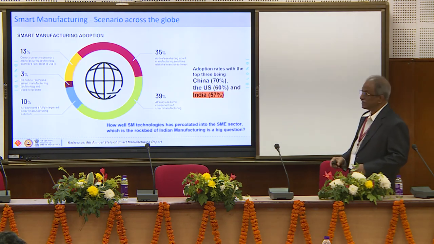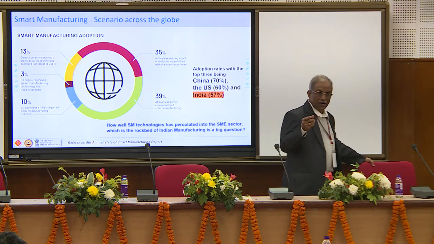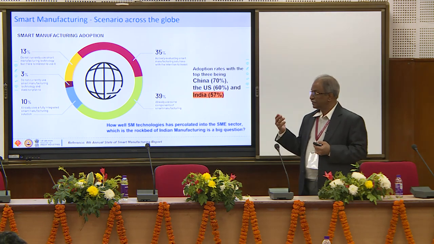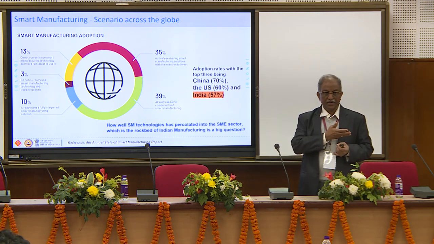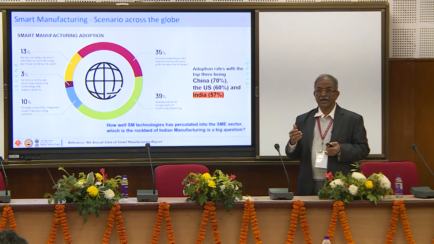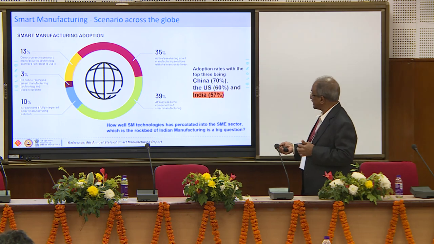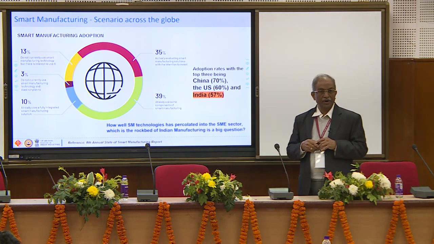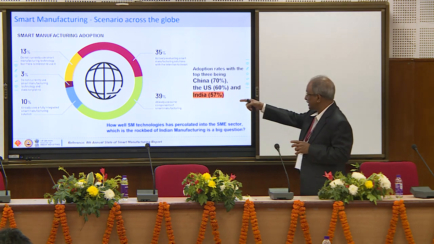Now, what is the scenario? I am not talking about India, please remember that. When you look around, there are several reports brought out by many agencies and associations, like NASA International, and those in APAC, the Asia Pacific region. All of them have brought out reports, and academicians in different universities are working on smart manufacturing also. They clearly say these percentages disclose how well smart manufacturing has percolated into various areas.